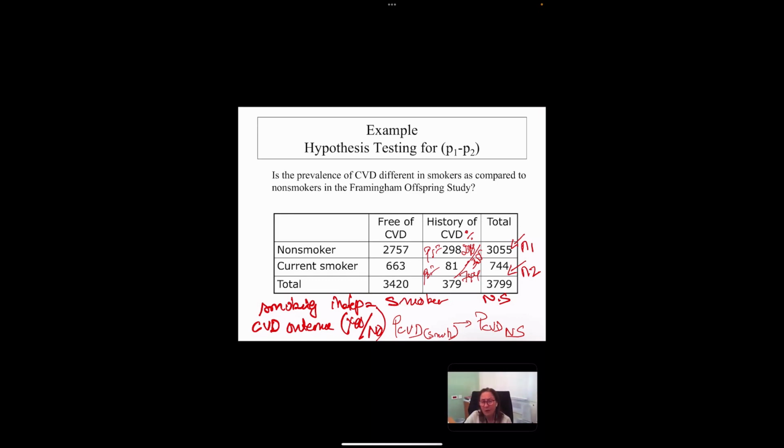So what we are comparing is the probability of history of CVD among non-smokers compared to history of CVD among smokers. It could go either way. You could put current smoker as N1 and non-smoker as N2. But irrespective, your two populations are smoker and non-smoker, and your outcome is prevalence of CVD. CVD comes with a yes and no. The probability of CVD is the number who have CVD over the total number. Okay.